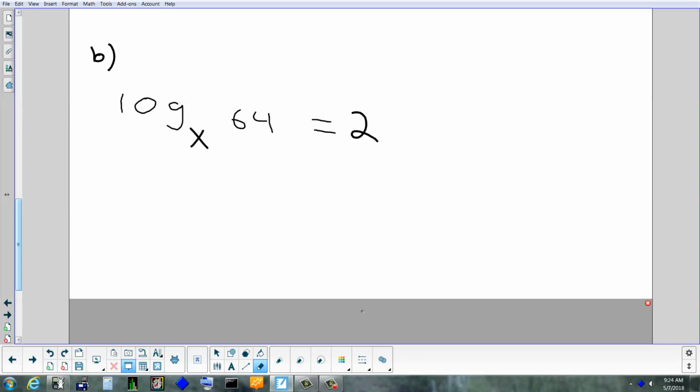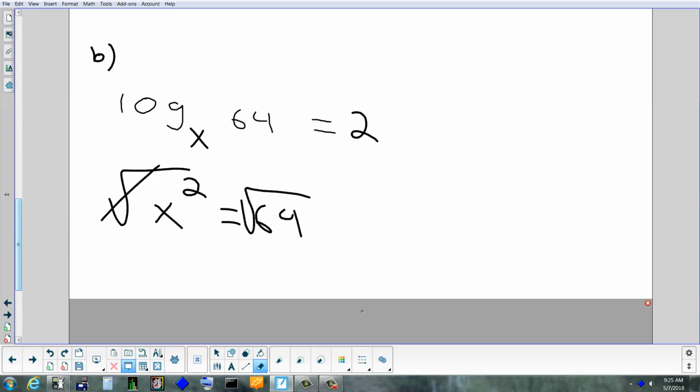The base would be x. Yep, base would be x. 2 would be the exponent. Yep, 2 is the exponent. And that equals 64. And the argument goes by itself. So x squared equals 64. Okay, so now how do I solve that for x? How do we get rid of squaring? Take the square root. Square root and square root.